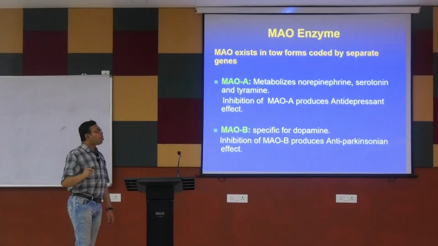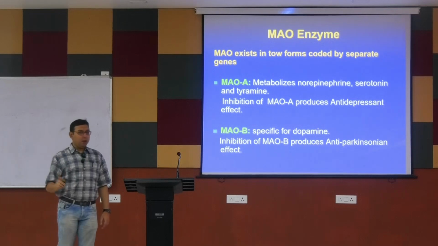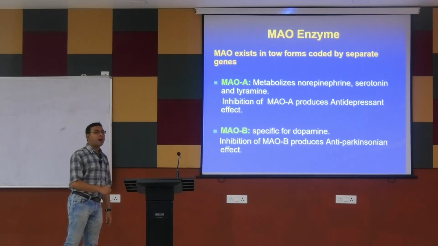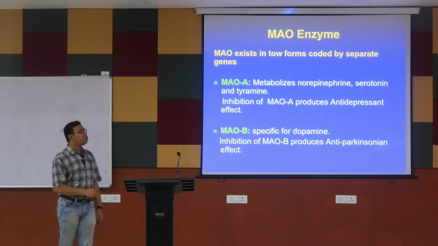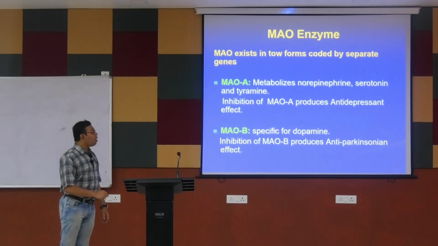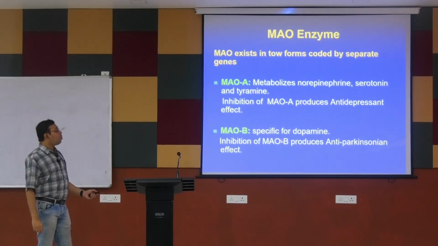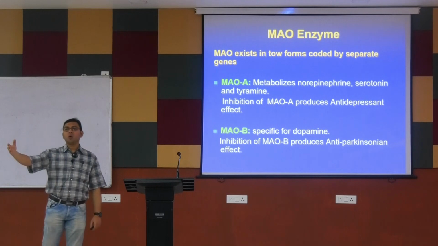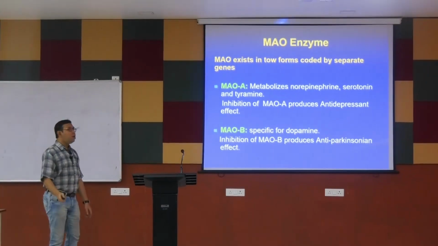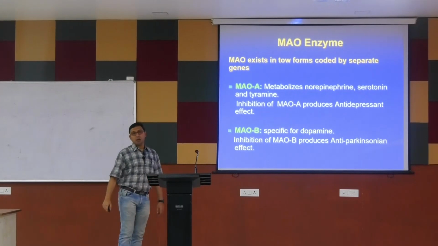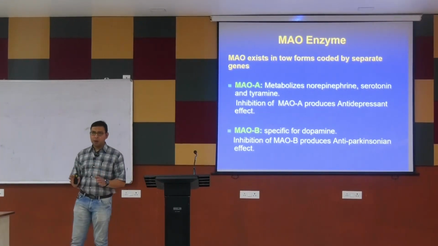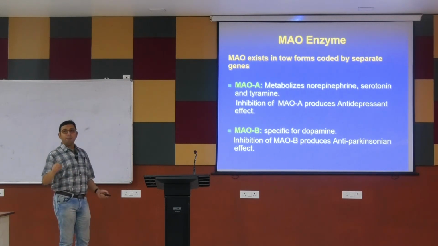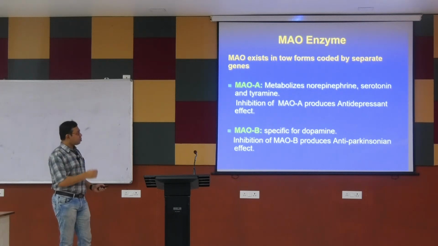So there are two types of the MAO enzymes, MAO-A and MAO-B. MAO-A metabolizes norepinephrine, serotonin and tyramine, and inhibition of this MAO-A produces the antidepressant effects. And MAO-B is specific for dopamine. Inhibition of MAO-B produces anti-Parkinsonian effects. So when we read about the anti-Parkinsonian drugs, that is drugs for Parkinson's disease, we read about the selective MAO-B inhibitors. Selegiline, rasagiline, these are the selective MAO-B inhibitors which will be discussed then. Not discussed here. Here mainly we need the selective MAO-A inhibitor.